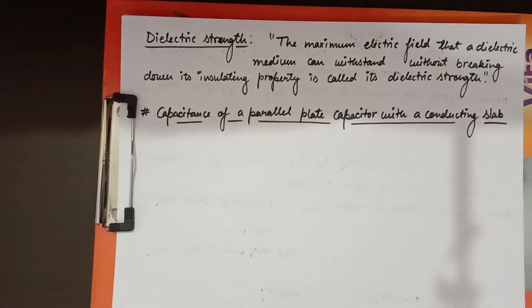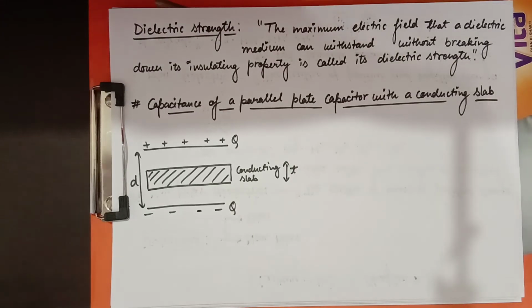Now we will see the capacitance of a parallel plate capacitor with a conducting slab. In the previous lectures, we have seen the capacitance of a parallel plate capacitor when there is nothing between the plates of the capacitor. Now we will calculate the capacitance when a conducting slab is introduced between the parallel plates of the capacitor. So this is the scenario.